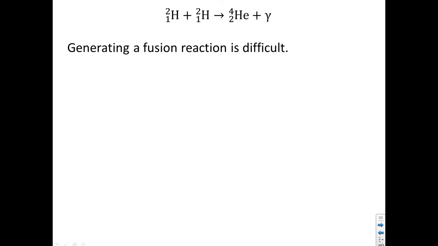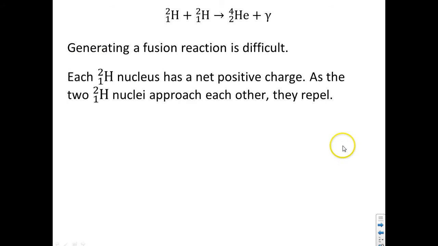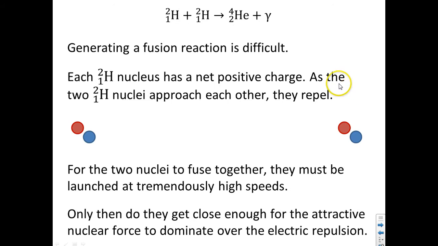So one more time, there it is. Last time we're going to see it. The thing about this fusion reaction is it's very, very difficult to generate. Each hydrogen nucleus has a net positive charge, which means as they approach each other, when we collide them together, they repel electrically. So they start here, we throw them together at high speed, and they do this, and then they repel, right? They don't actually collide.